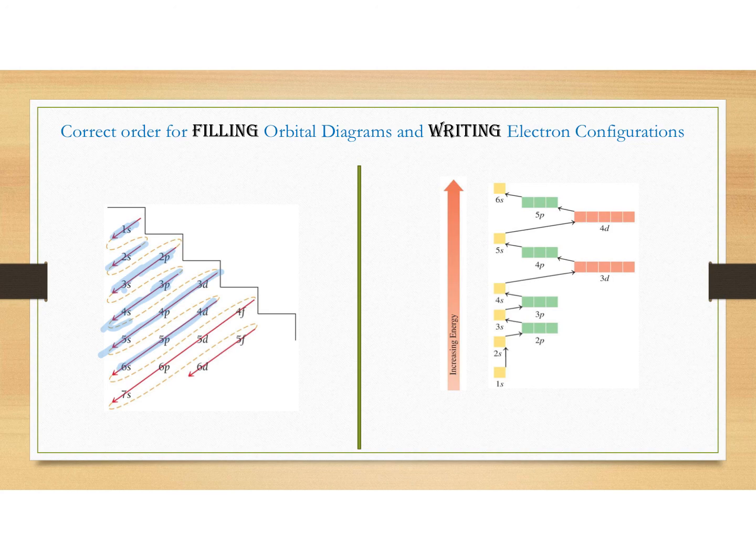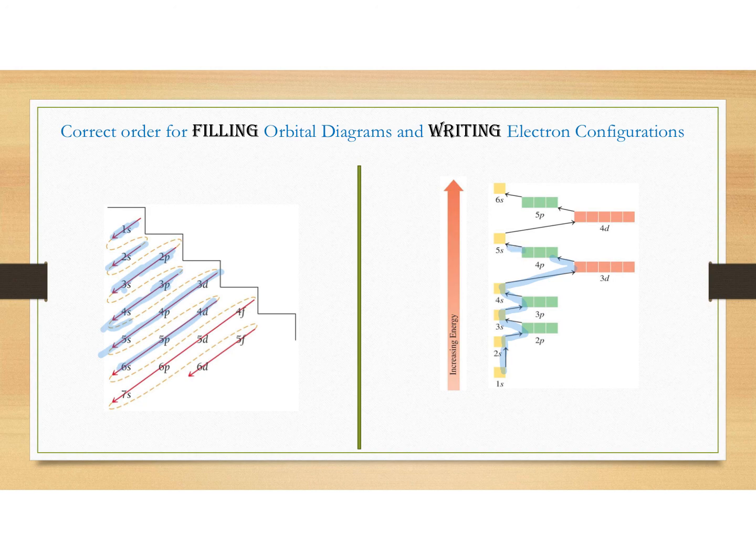Another thing was use this diagram here. So we go from 1s to 2s, from 2s to 2p, from 2p to 3s, from 3s to 3p, from 3p to 4s, from 4s to 3d, from 3d to 4p, 4p to 5s, and so forth.